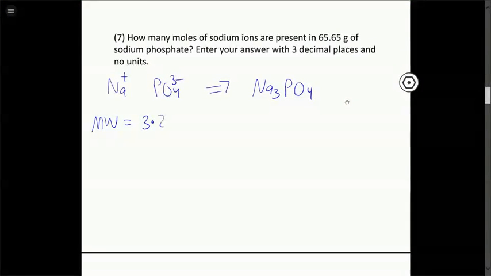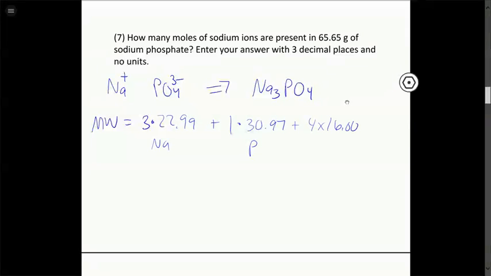I'll be a little bit sloppy and leave out units, but they're all grams per mole. We have 1 phosphorus, so that's the mass for sodium. 1 phosphorus, the mass of phosphorus is 30.97. And then we have 4 oxygens, and from the periodic table, the mass for oxygen is 16. So the molar mass of this compound is 163.94, and the units, of course, are grams per mole. So this is the molar mass for sodium phosphate.